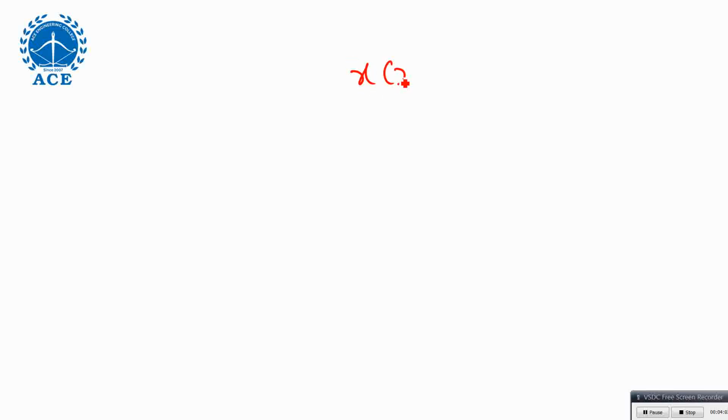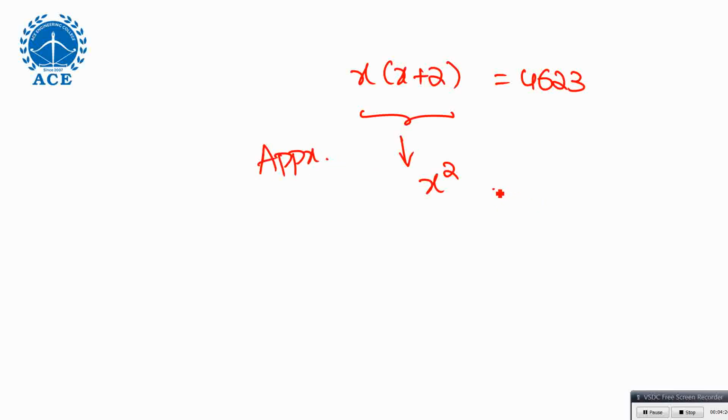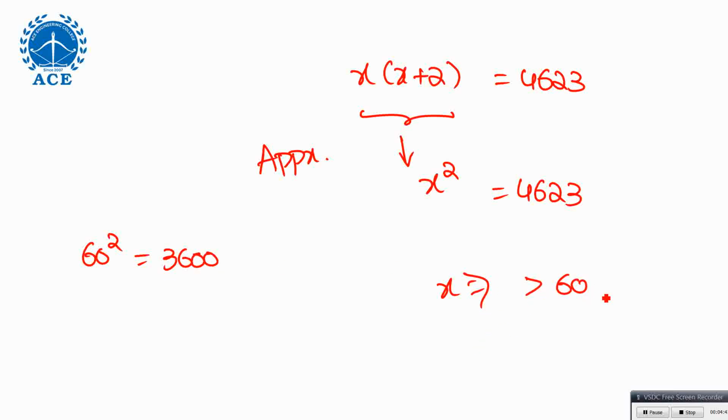Wait. x into x plus 2 is 4623. Approximately, instead of x plus 2, I'm taking x only, to get closer. I'm taking x square, approximating x plus 2 as x only. So it's 4623, which means I can understand the range of the x value. 70 square is 4900, 60 square is 3600. So I can say x is more than 60 and less than 70.